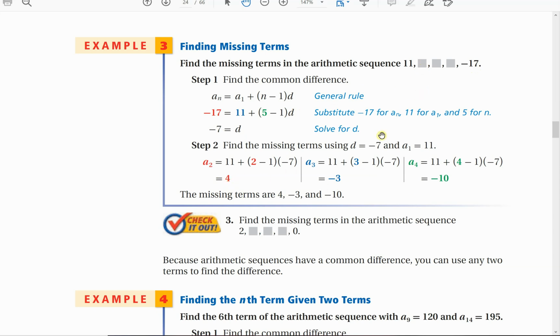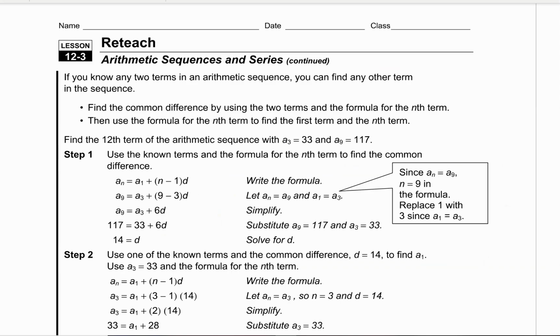Then I can use that formula to find all the terms in between. Basically, I'm going to add negative 7. So you're going to get 4, and then negative 3, and then negative 10. So not that tough.